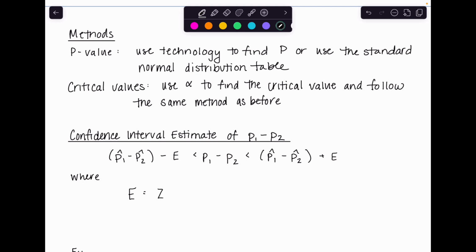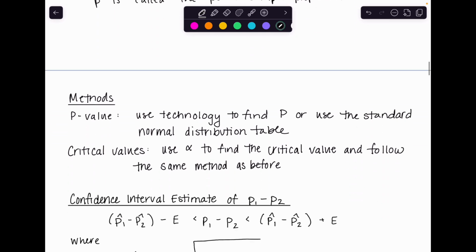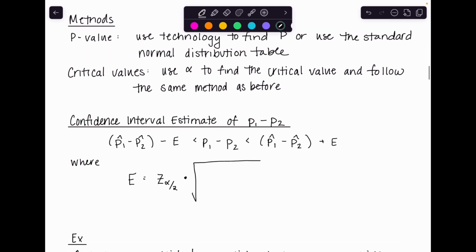It is going to be that critical Z alpha over 2, and then we multiply it by a giant square root. What goes in here is very similar to what goes in the bottom down there, that standard deviation estimate. So this is P1 hat, Q1 hat divided by N1, and then we're going to add that with P2 hat, Q2 hat over N2.